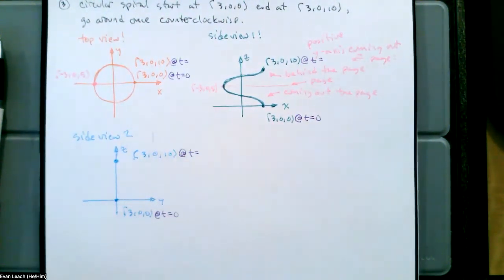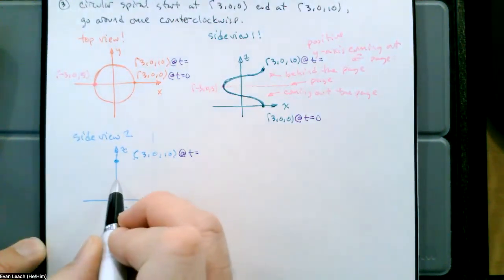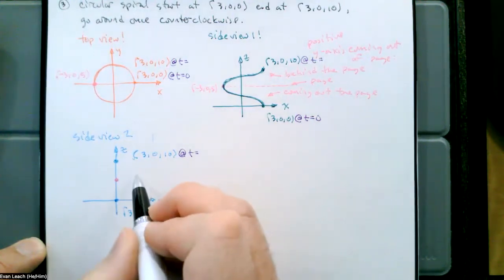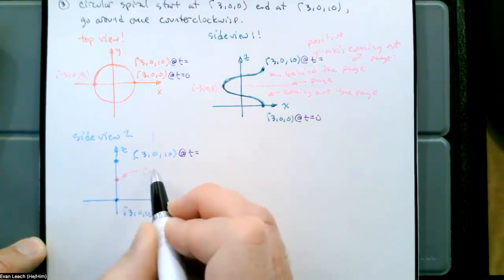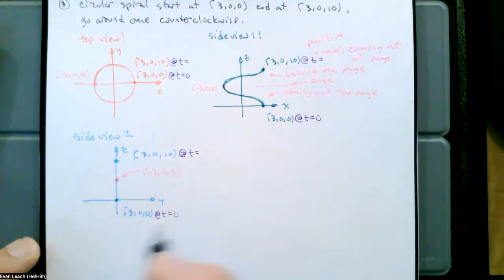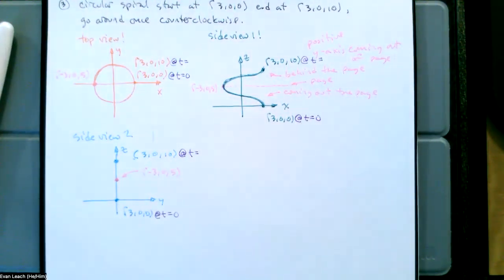This point in the middle, negative 3, 0, 5, I can't see the negative 3 part. I can only see the 0, 5 part. So that's going to show up here. So notice that these 3 points are because I can't see what's going on with the X. I can only see what's going on with the Y and the Z from this particular side view. I don't see that stuff coming out in front or moving behind.